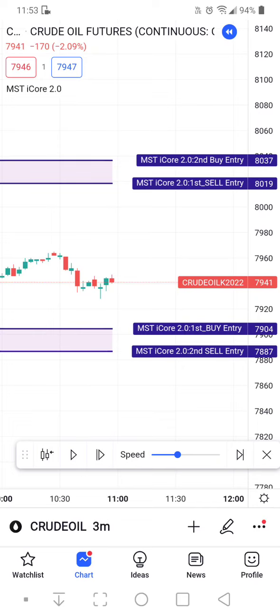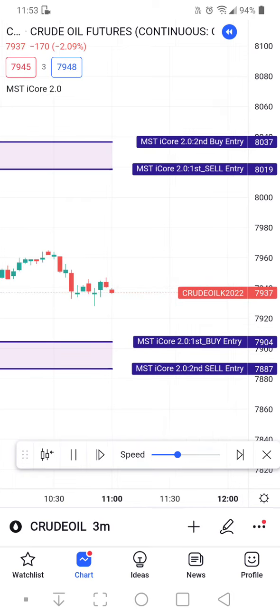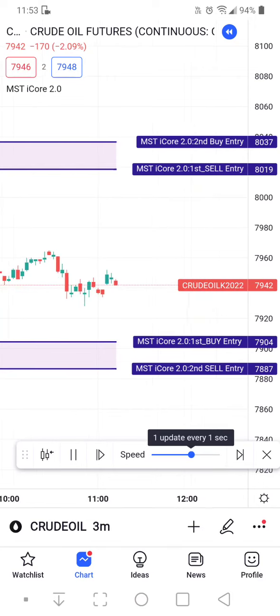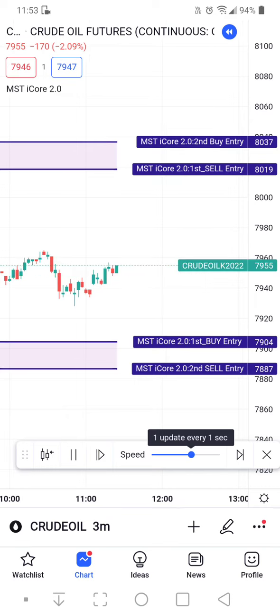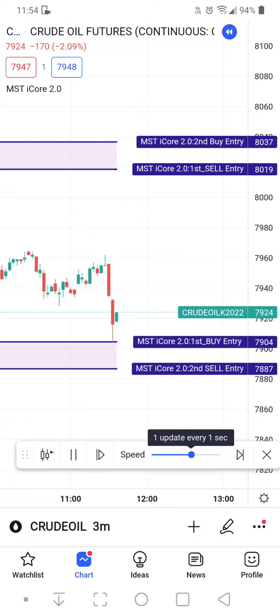Now the market is running. I will just speed it up. The market is running. It is not moving either side. It is in between. If it is coming down, we will be buying. If it is going up, we will be selling.